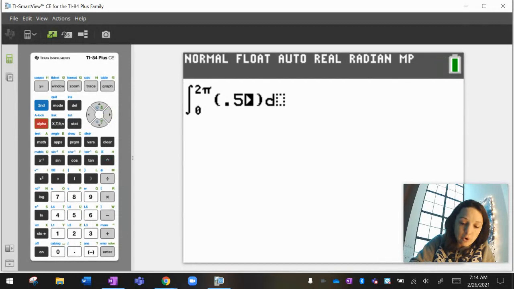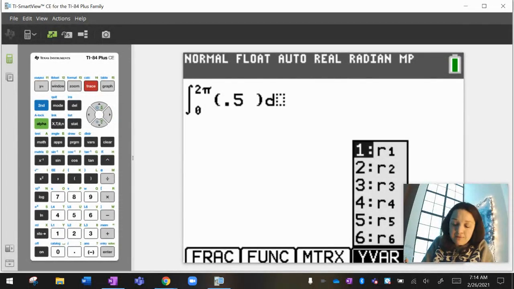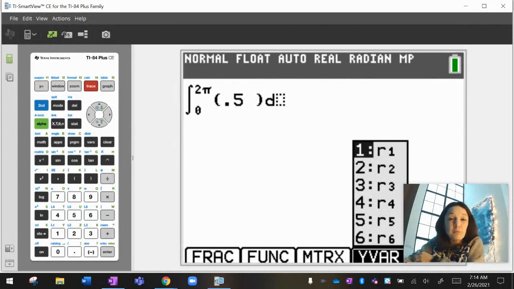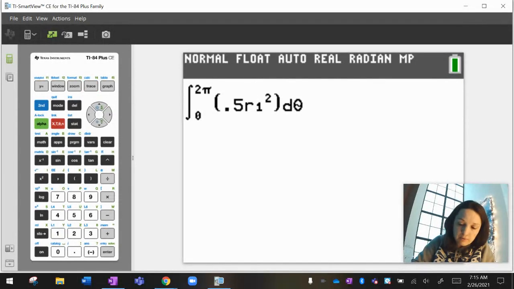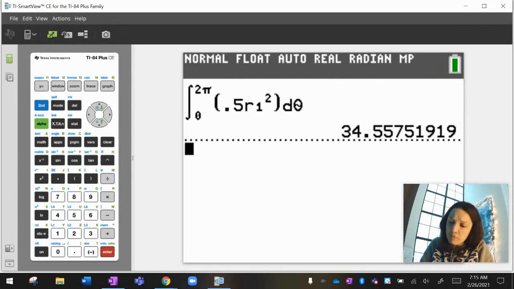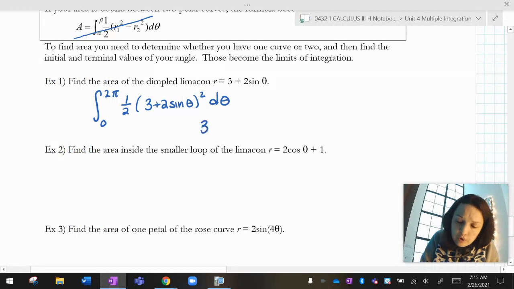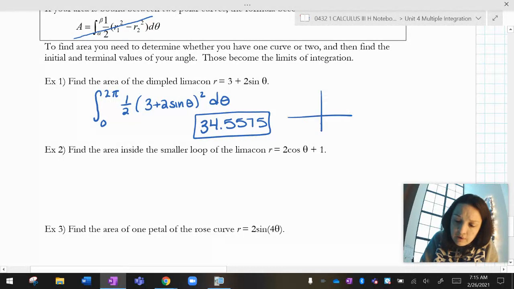Okay, so now if I want to evaluate this, I can say math 9, 0 to 2 pi of 1/2. Now I'm going to go to alpha trace. And if I go to alpha trace to bring up what would normally be my y values, it's going to bring up r because I'm in polar. 1/2 r squared d theta is 34.5575. And that is the area of this lima bean.